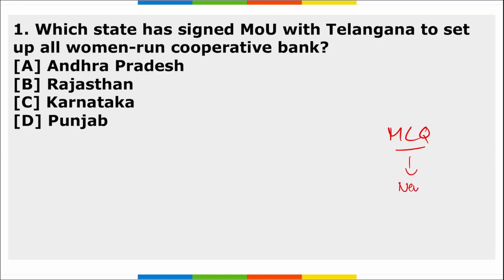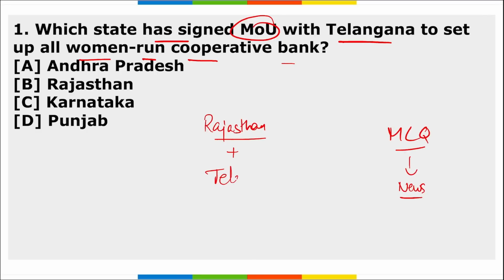So the first question is, which state has signed an MOU with the Telangana government to set up an all women run cooperative bank? I repeat, you have to name the state that has signed an MOU with the Telangana government to set up an all women run cooperative bank. Which is it? It is Rajasthan.